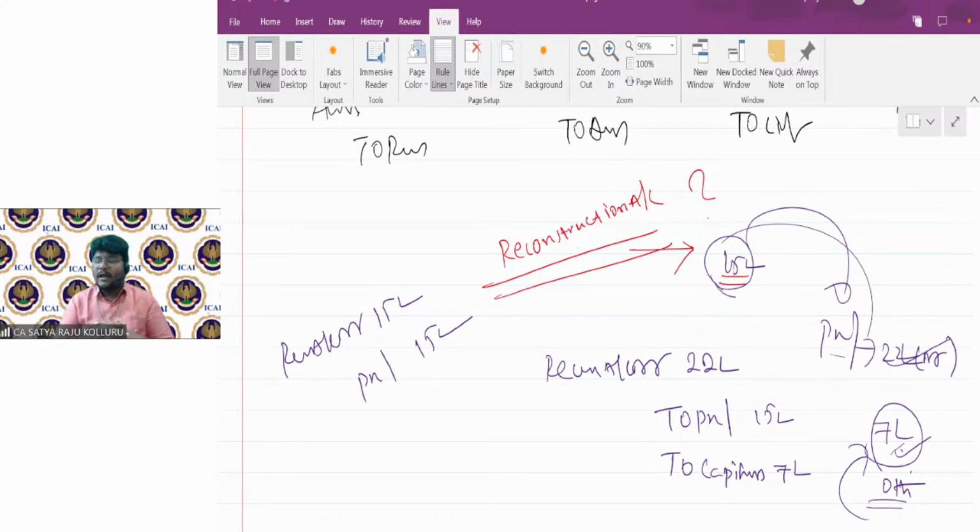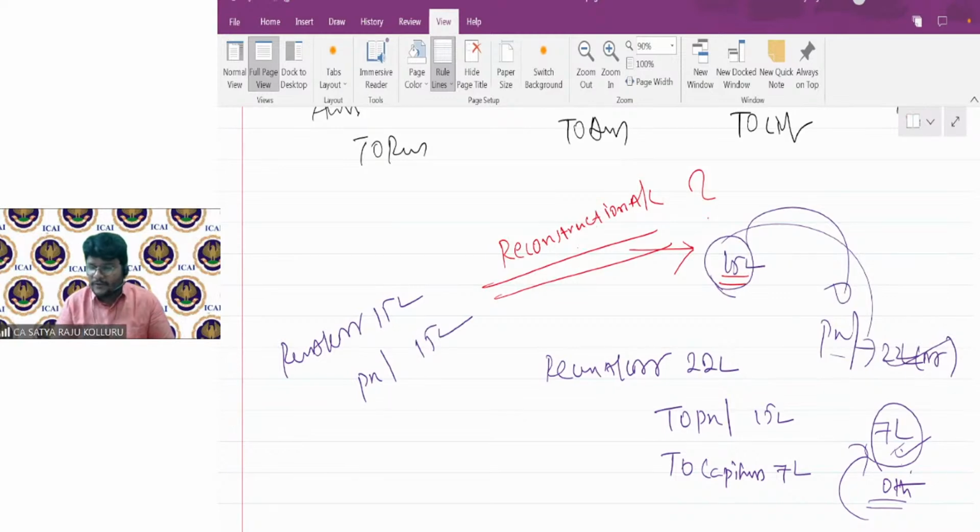If the reconstruction account balance is not sufficient to set off the P&L account debit balance, then only to that extent you may set off, and the remaining P&L account debit balance you may set off with other reserves. If such other reserves are also not available, you can continue to show such P&L account debit balance in the balance sheet.